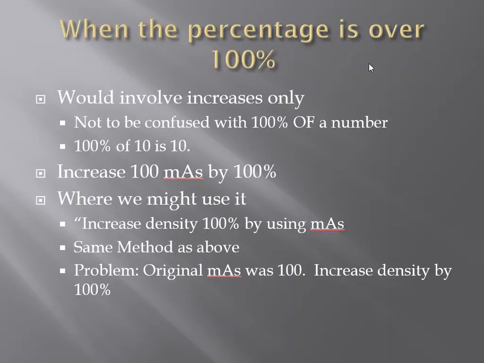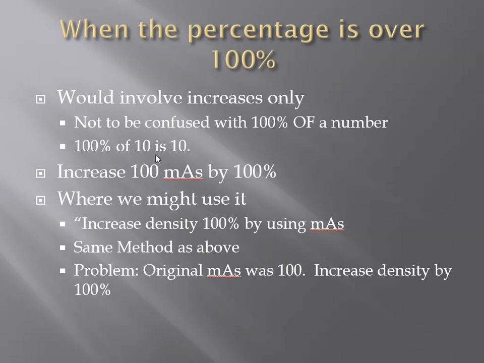So when the percentage is over 100%, what we have is more than a whole, or we increased by a percentage. So it would involve increases only. So it's not to be confused with 100% of a number. Remember, 100% of something is that something. So 100% of 10 is 10. If we increase 100 mass by 100%, then we have an increase, so it's going to be bigger than that. It's going to be greater than what we had originally.